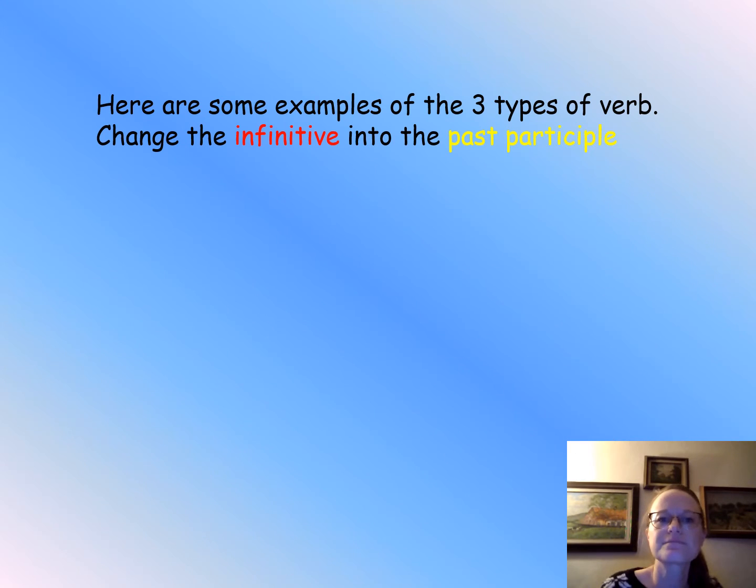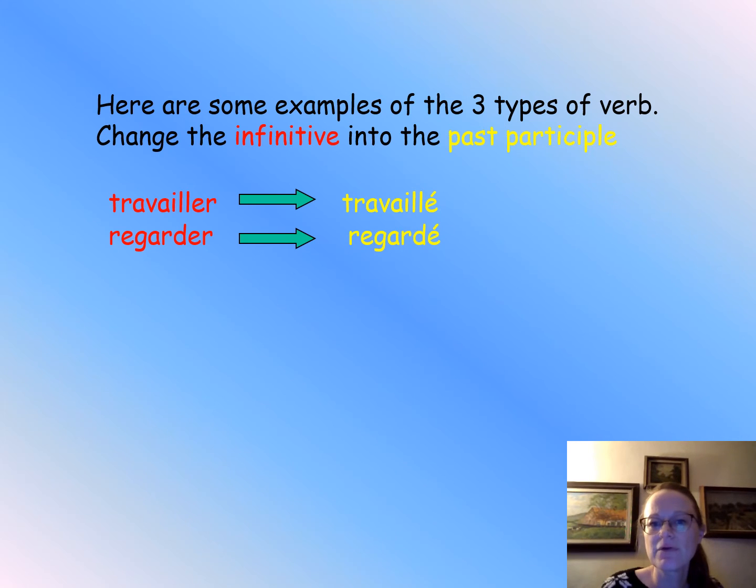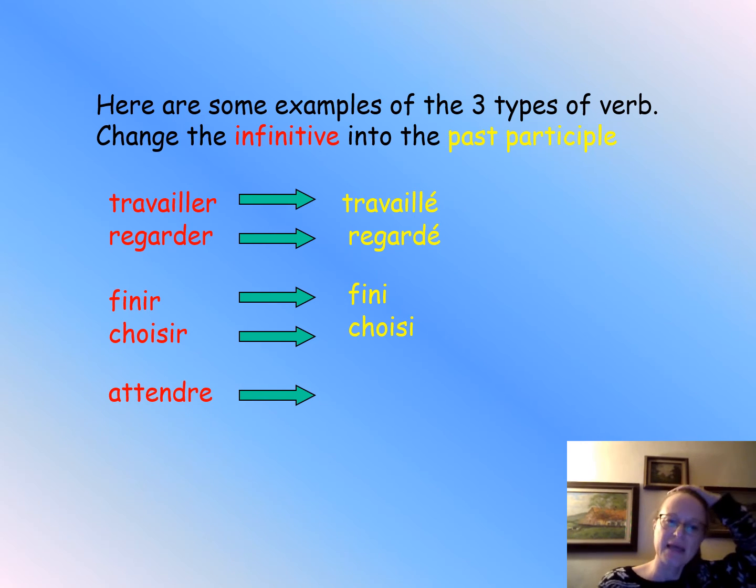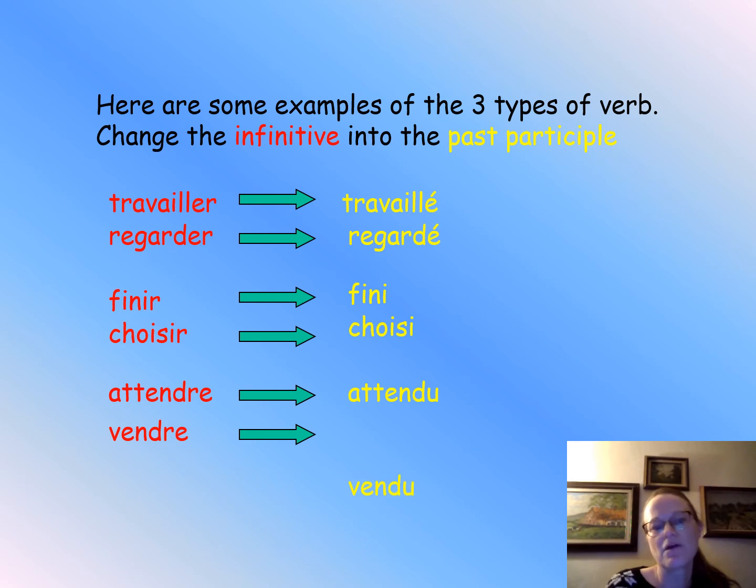So here are some examples of the three types of verb. Travailler would be travaillé. Regarder, regardé. Finir, fini. Choisir, choisi. Attendre, attendu. Vendre, vendu.